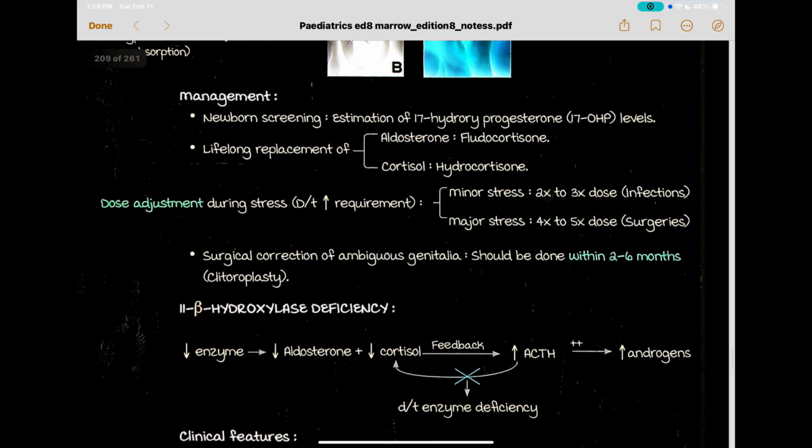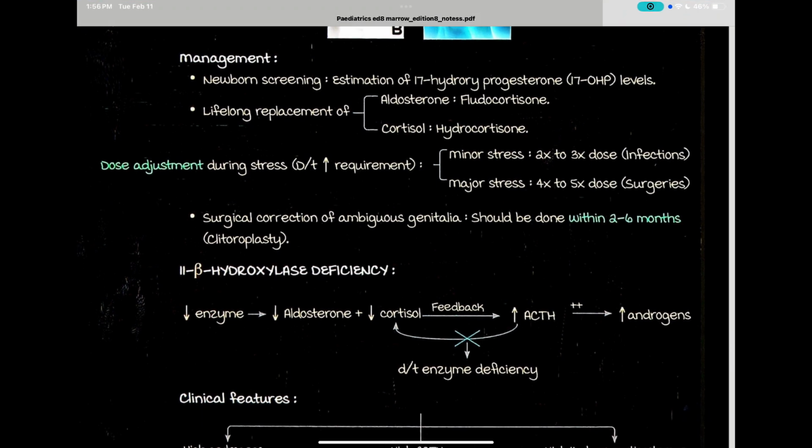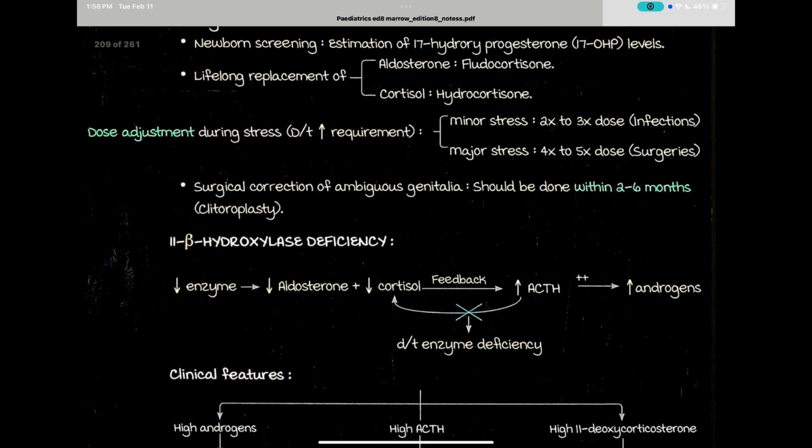Dose adjustment is needed during stress due to increased requirement. Minor stress, such as infections, needs 2x to 3x the dose. Major stress, such as surgeries, needs 4x to 5x the dose.